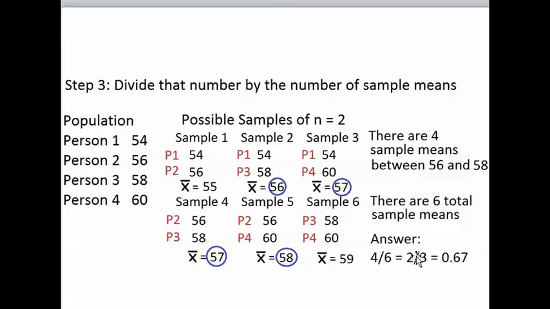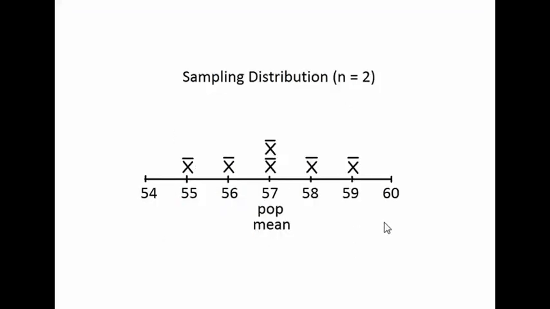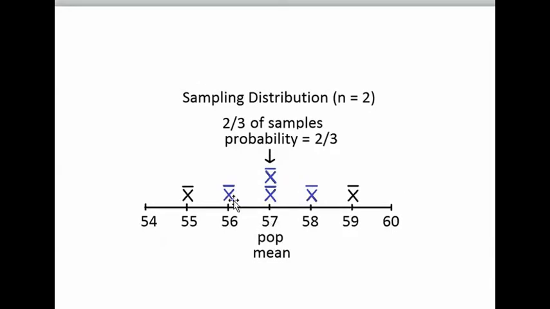And that makes sense because 2/3 of the possible samples have a sample mean between 56 and 58. In this graph, we can see that 2/3 of the possible samples have a sample mean between 56 and 58. That's why the probability of randomly selecting 2 people from the population and getting a sample with a sample mean between 56 and 58 is a 2/3 probability.